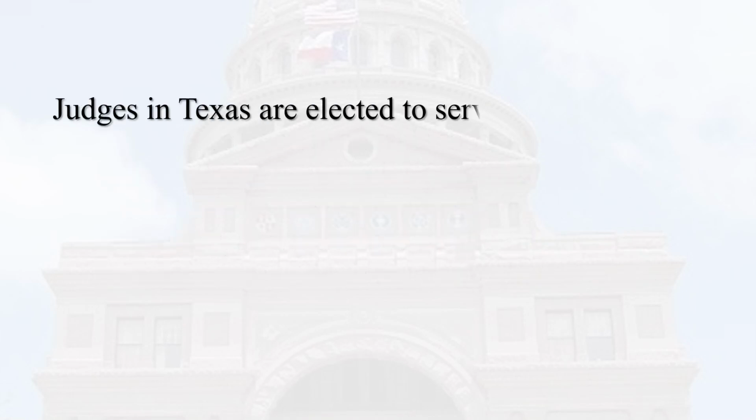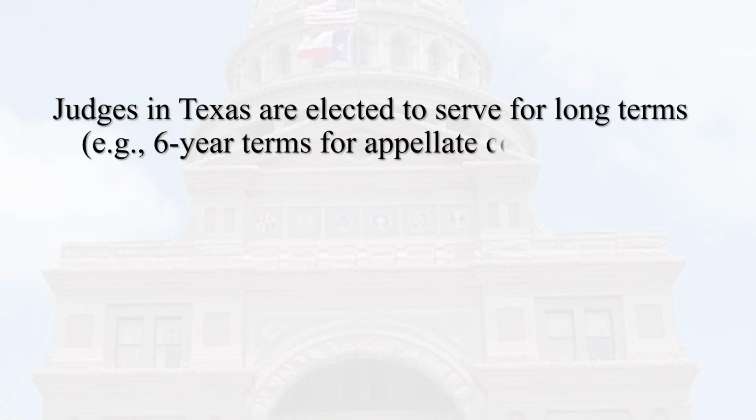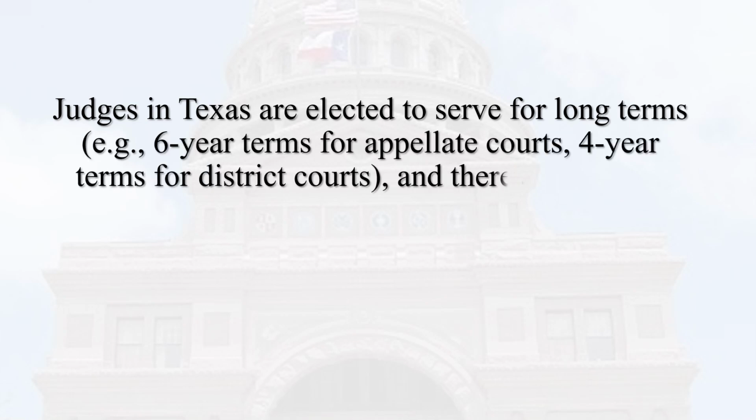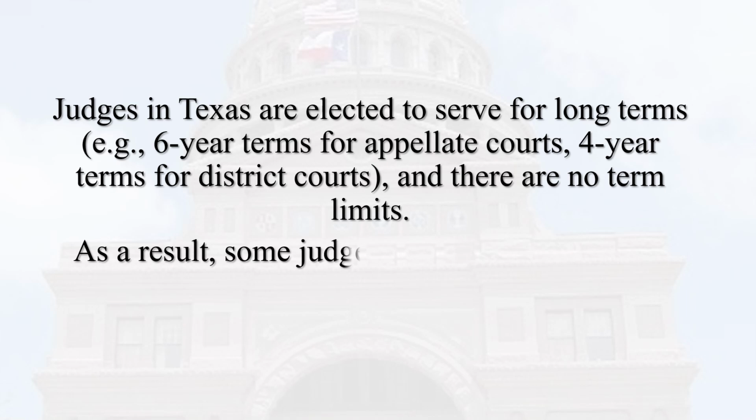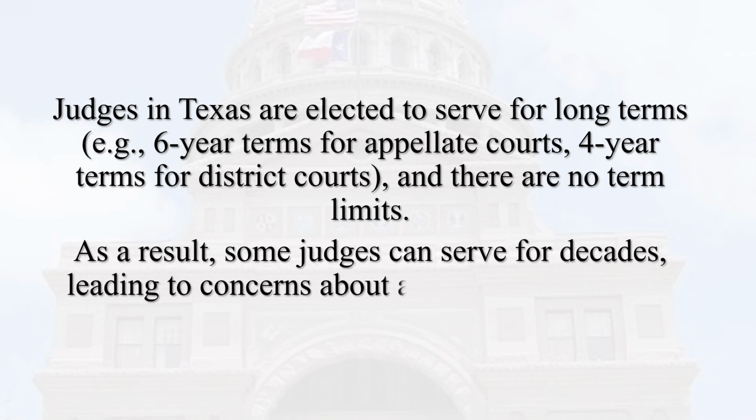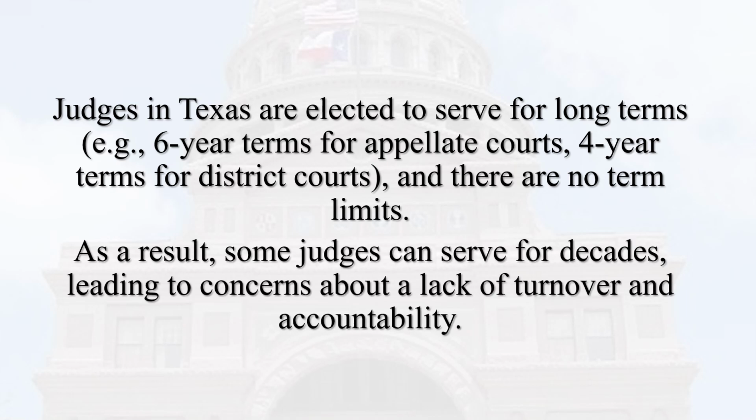Judges in Texas are elected to serve for long terms, that is, 6 year terms for appellate courts and 4 year terms for district courts, and there are no term limits. As a result, some judges can serve for decades, leading to concerns about a lack of turnover and accountability.